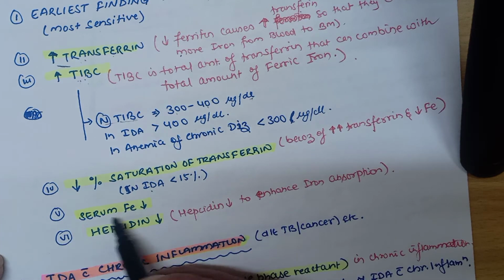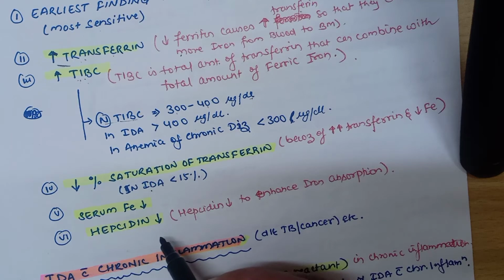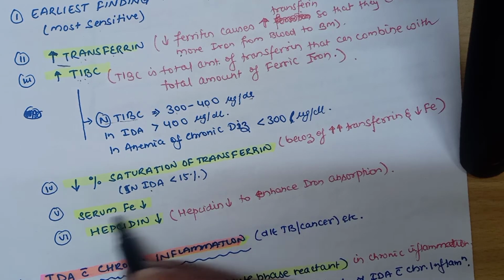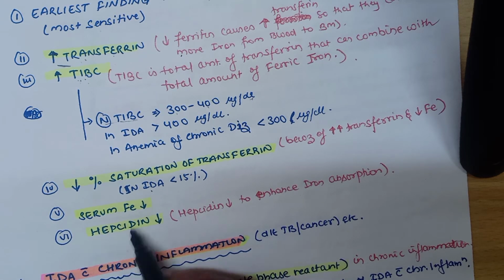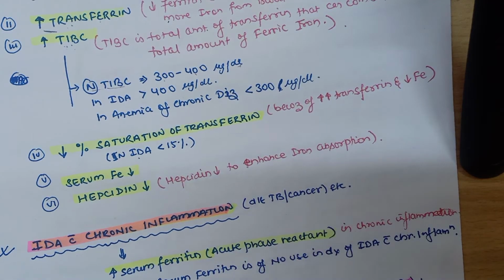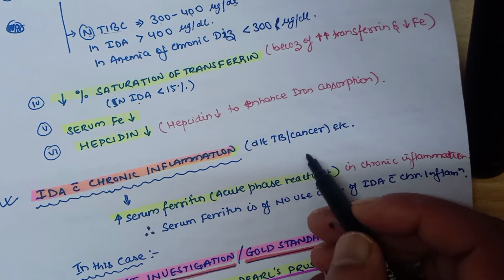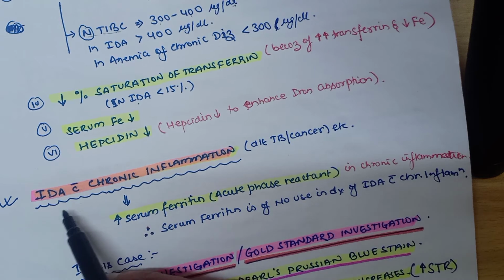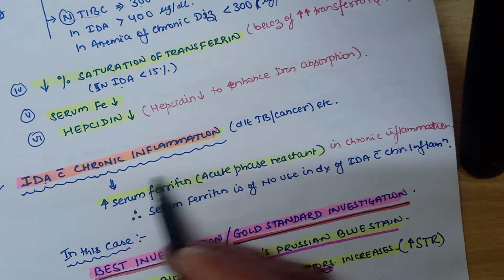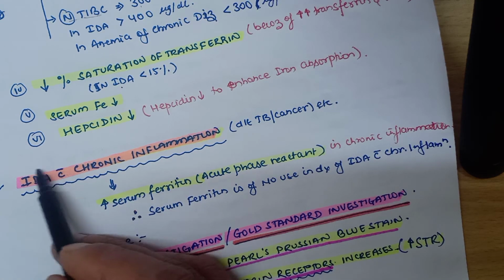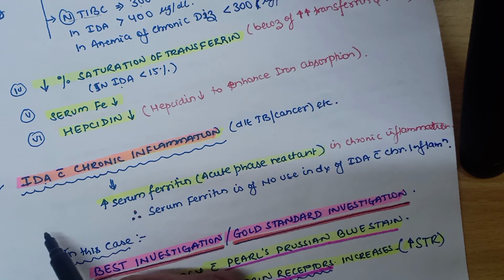There will also be decrease in serum iron level, and so as to compensate the iron loss, there will be decrease in hepcidin level. When the hepcidin level decreases, there will be increased absorption of iron. Now what happens when iron deficiency anemia is associated with chronic inflammation like tuberculosis and cancer, etc.? When iron deficiency anemia is associated with chronic inflammation, there will be increase in serum ferritin. In iron deficiency alone, there will be decrease in serum ferritin.